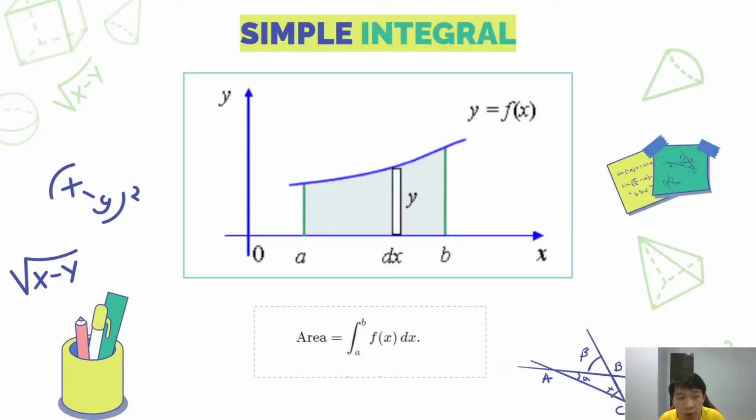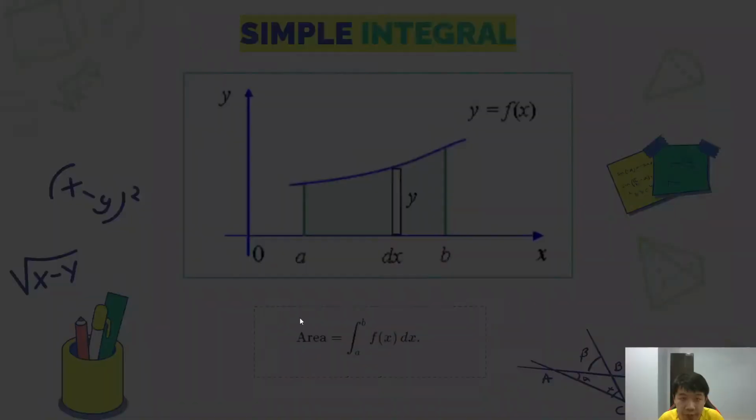Before we know about the line integral, we need to know about the simple integral. To calculate the area under the graph from point A to point B, we use the small change of x, which is dx, and multiply by the height of it, which is f(x), and then we can get the formula for the area under the graph.